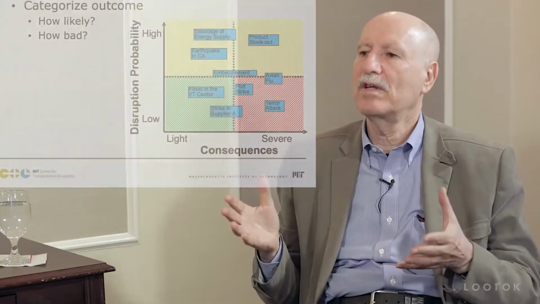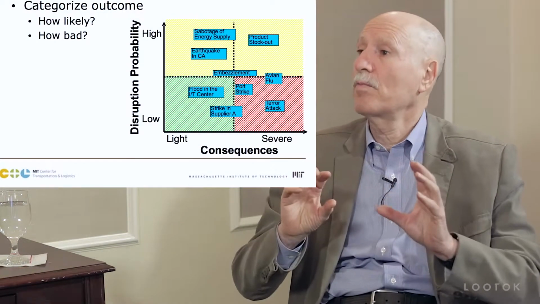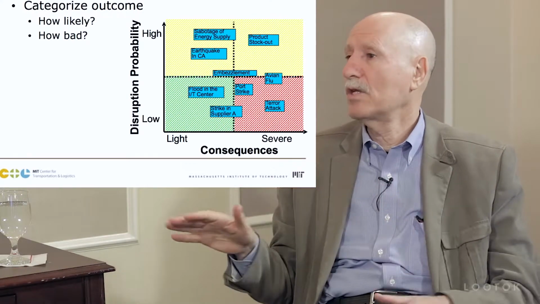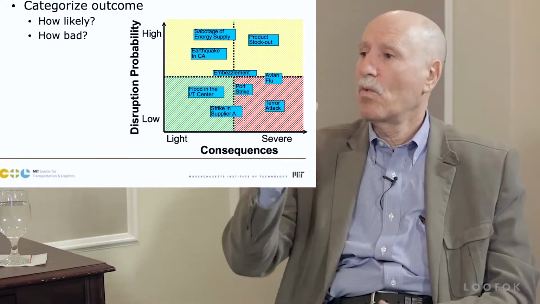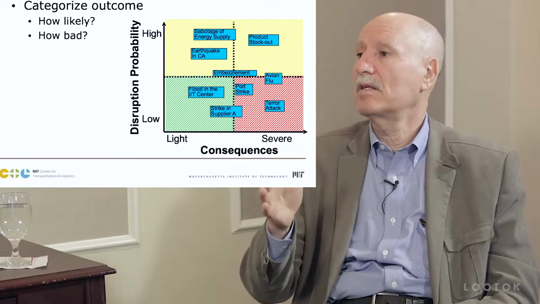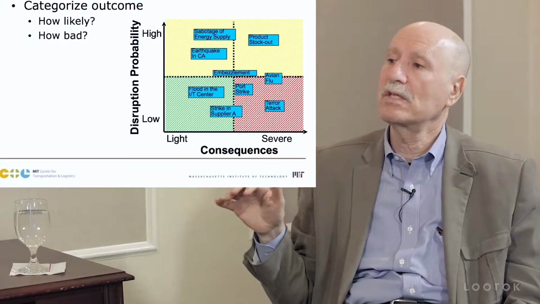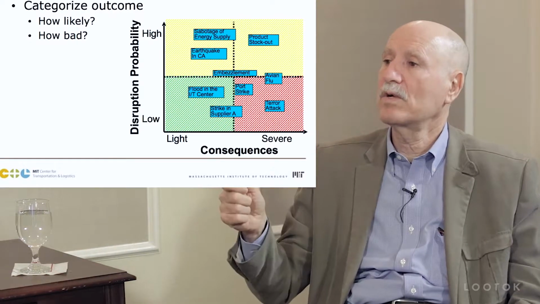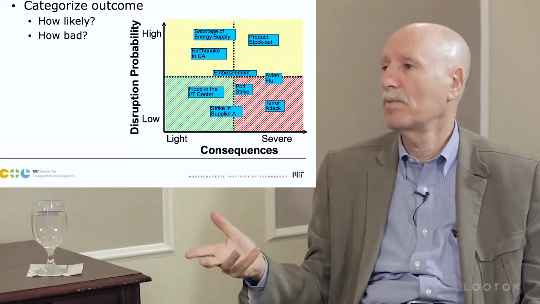Let's start talking about the standard risk matrix. It's basically used in order to prioritize where people should put their efforts. It's a two-dimensional matrix. One dimension is the probability that the event will happen. Another dimension is the consequences. These are the two dimensions. The consequences are, if it happens, how bad it's going to be.